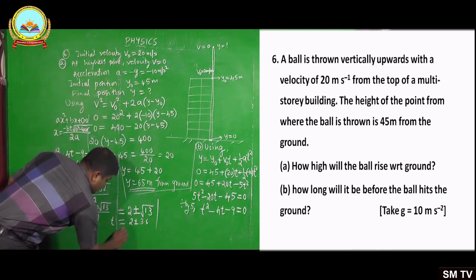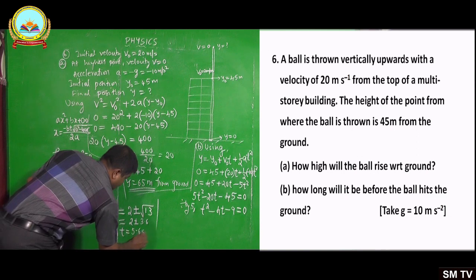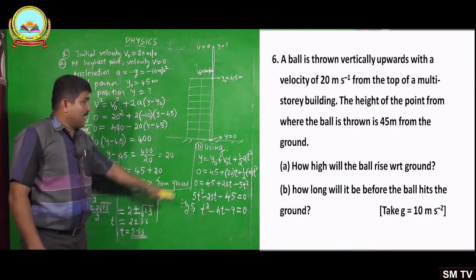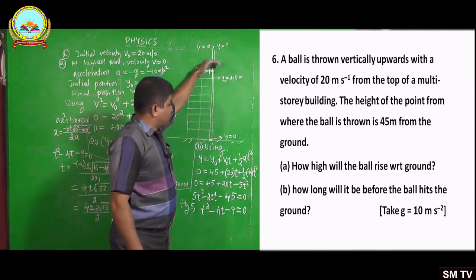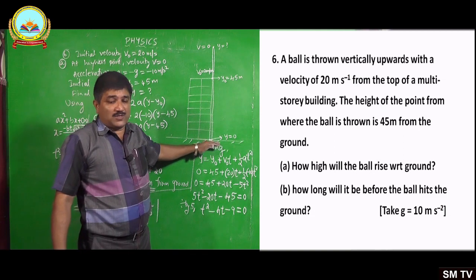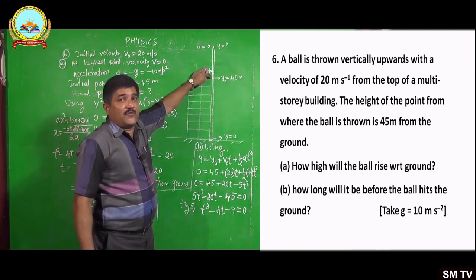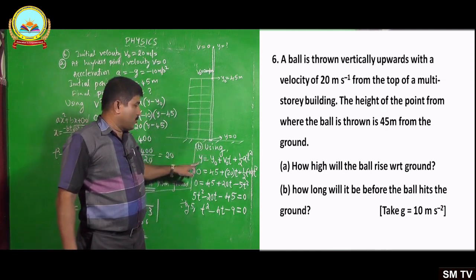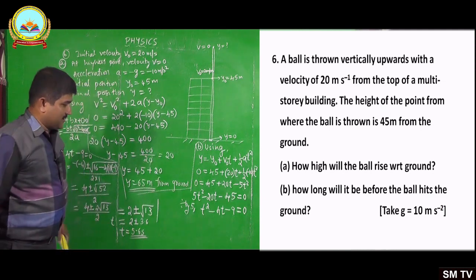So therefore t equal to 5.6 seconds is the correct answer, and so the answer is the total time taken by the ball going upward and reaching the bottom of the ground, that is 5.6 seconds from where it is projected until it finally reaches the ground. So y equal to 0, final position is 0. So that's all about this problem.